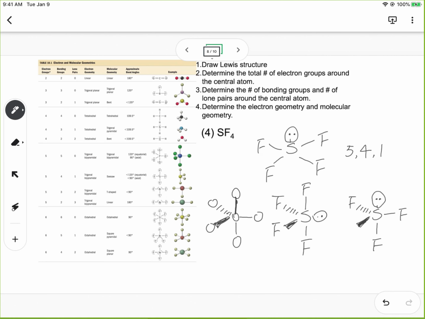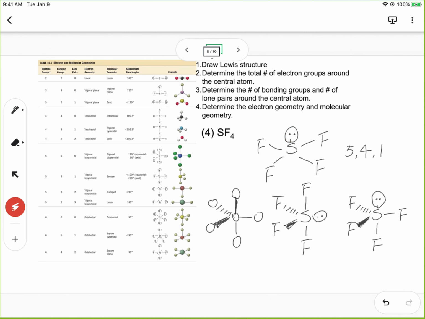Which one is correct? You have two options here and here. Which one is better? Well, remember, a lone pair is a little bit larger than a single bond because it occupies a little bit more space. The reason is that the lone pair belongs to sulfur. These two electrons in the bond are shared by the sulfur and fluorine, therefore those two electrons are closer to sulfur. They occupy a little bit more space on the central atom.